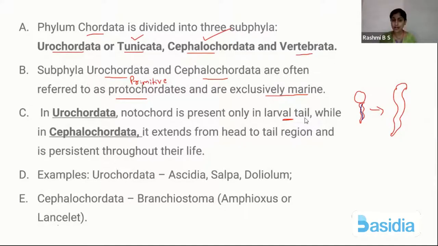And in cephalochordata, children, if you consider this as an example of a cephalochordate, I'm just drawing some worm-like animal structure to make it understood. This is the head part and this is the tail part.